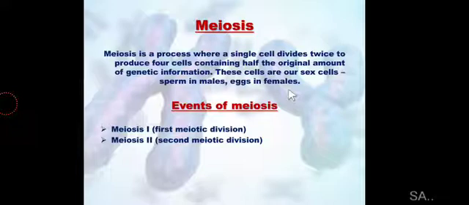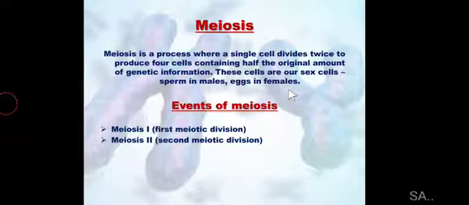This is also happening in the spores, like spore mother cells. They are producing the spores, which are also haploid in nature, and they undergo the same process of meiosis, in which the parent cell is dividing into four daughter cells, which are haploid in number. Here, the question is, what is meant by haploid? If you look at your structure, you have 46 chromosomes in every cell.